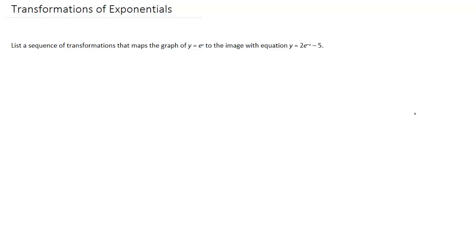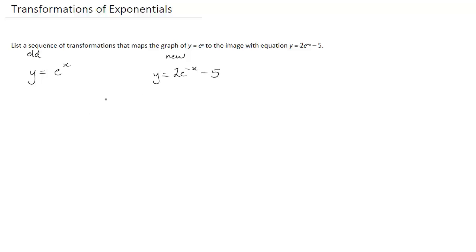This question states, list a sequence of transformations that maps the graph of y equals e to the power of x to the image with a graph with the equation y equals this. So there are a few ways in which this can be done. So let's have a look at writing these two equations out. So this is your old equation. This is the old one. And your new one is y equals 2e to the minus x minus 5.